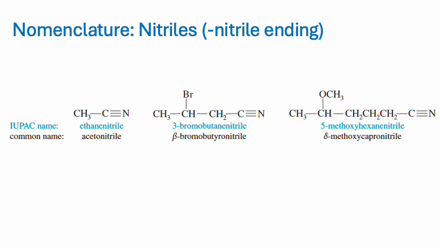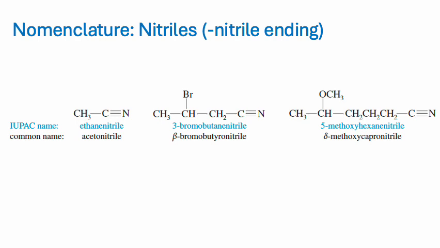The next one, we have 4 carbons in a chain. If carbon 1 is the one that's triple bonded to the N, then carbon 3 has a bromine on it. So it's a 4-carbon chain, so it's a butane, 3-bromobutane, and it's a nitrile, so 3-bromobutane nitrile. You just write it all one word, no spaces. The nitrile just comes at the end.